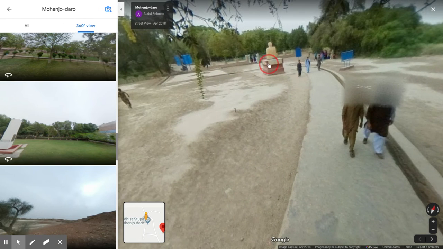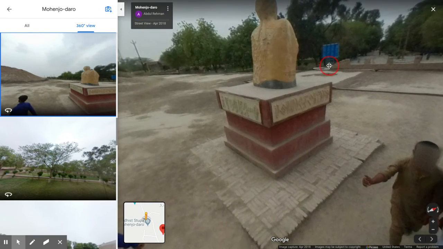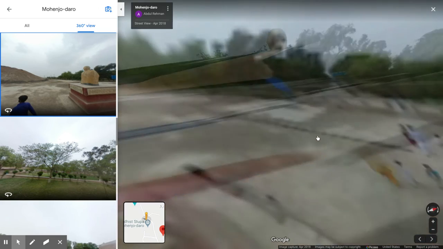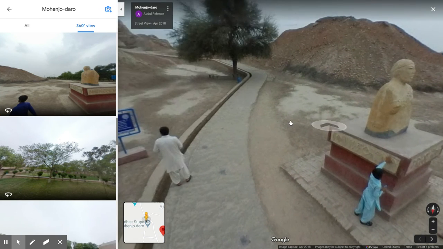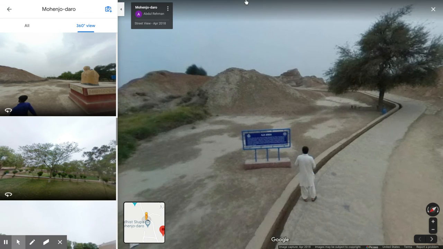Here we can see there's a Buddhist sculpture. Looks pretty old. There's people around, kids around. It's a pretty fun thing to do.